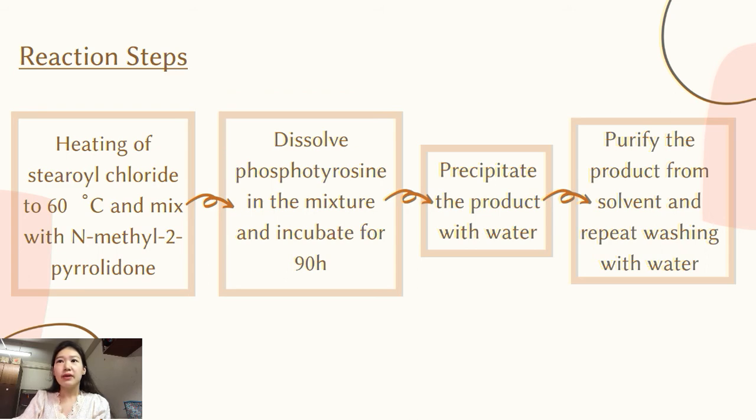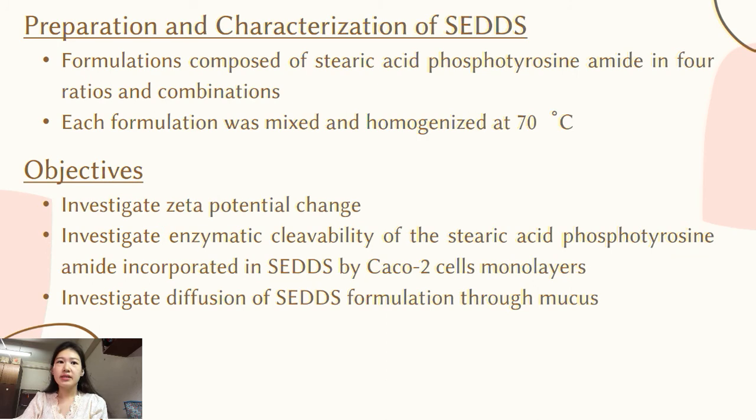Firstly, stearoyl chloride is heated to 60 degrees Celsius and mixed with N-methyl-2-pyrrolidone, which is a solvent. Then, phosphotyrosine is dissolved in the mixture and incubated for 90 hours. The reaction mixture is precipitated with water, then the product is purified from the solvent and washed several times with water. Then, to prepare the SEDDS, they set up formulations composed of stearic acid phosphotyrosine amide in 4 ratios and combinations. Each formulation was mixed and homogenized at 70 degrees Celsius.